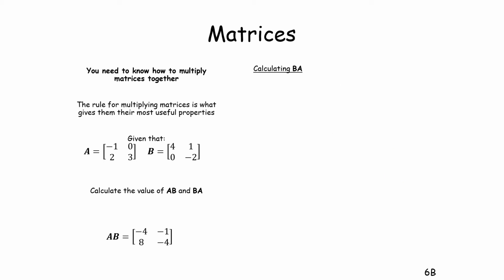So what we need to do is calculate it the other way around, do B times A. Okay, so pause the video and multiply these two matrices.